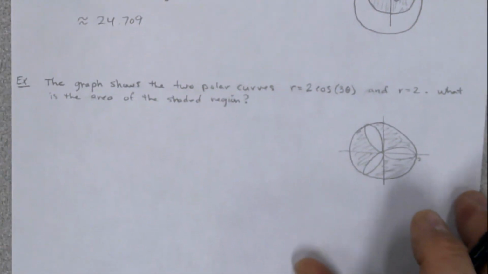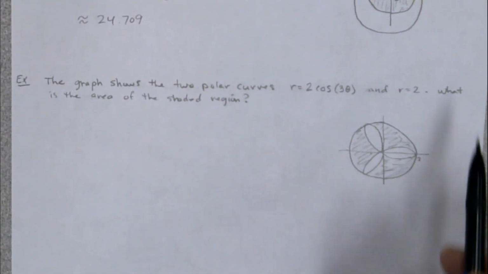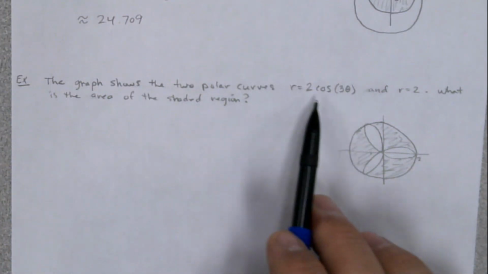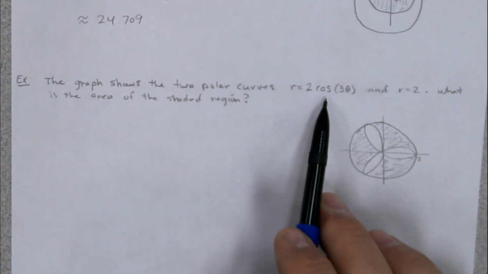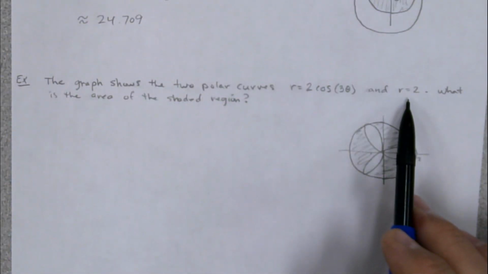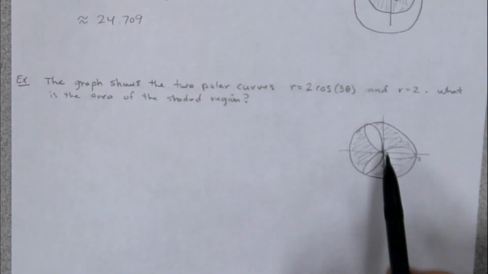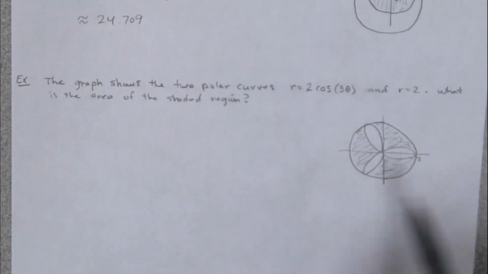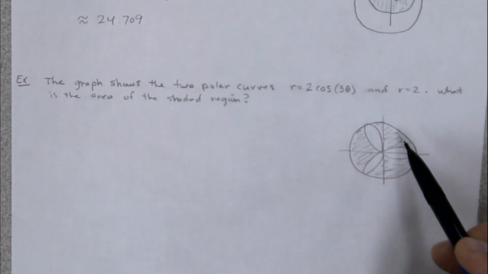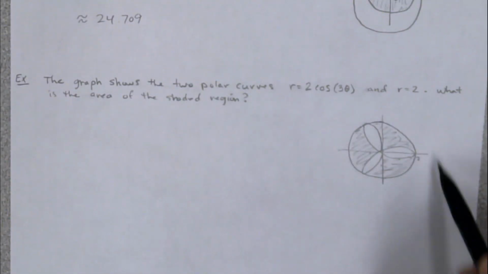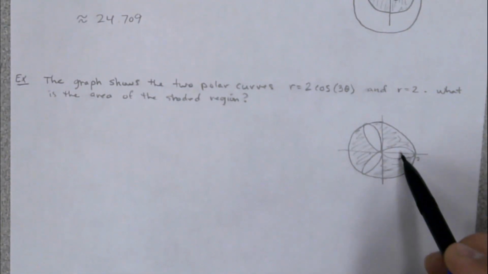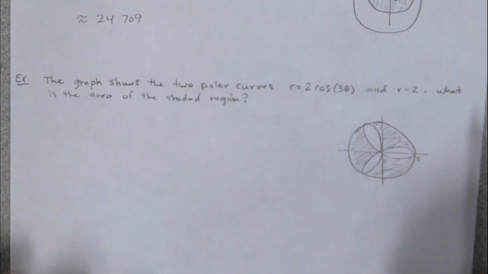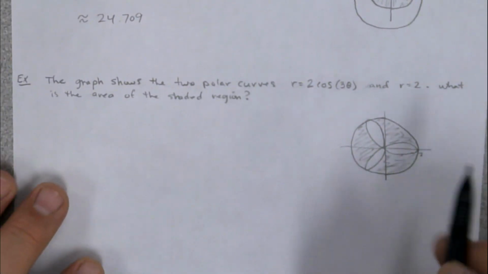This last one right here. The graph of the two polar curves, r equals 2 times the cosine of 3 theta, and r equals 2. So I have that circle and this rose curve. What is the area of the shaded region? So quite clearly to me, it's the area of the circle minus the area of the rose curve, and it gives me everything left over. And so then that's what I'm going to use.